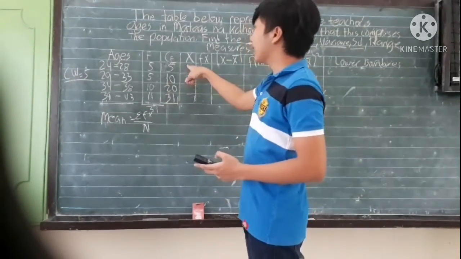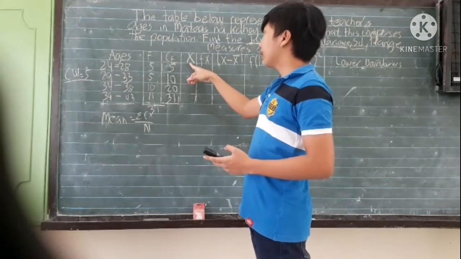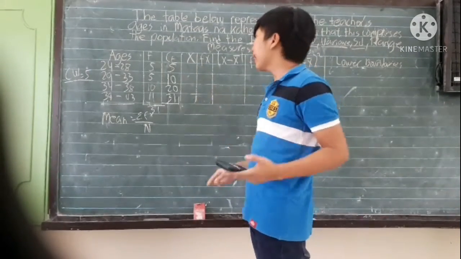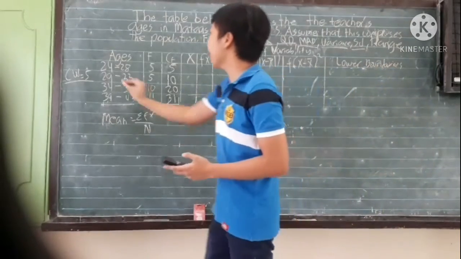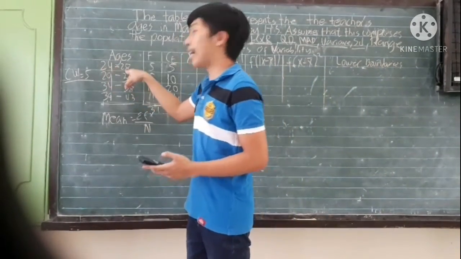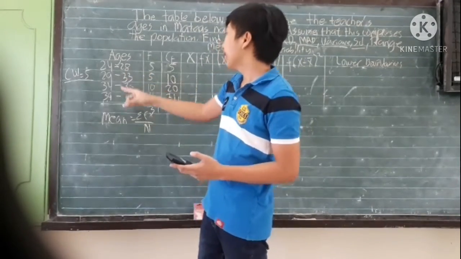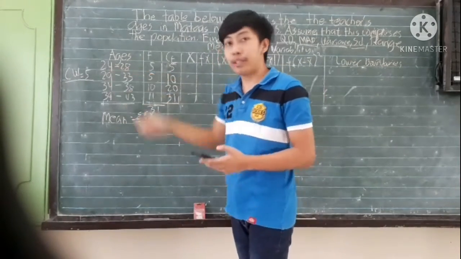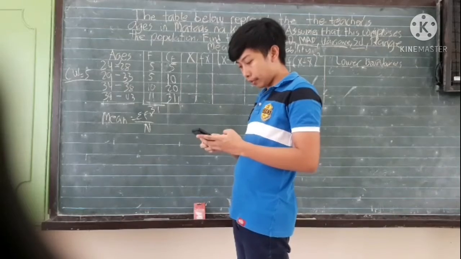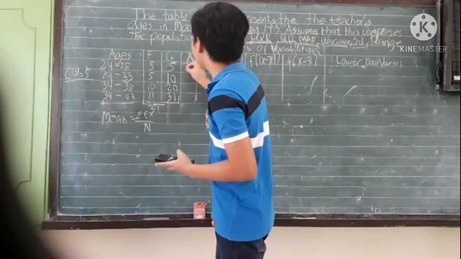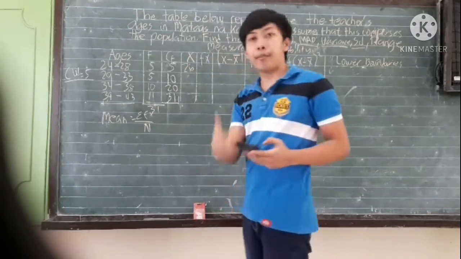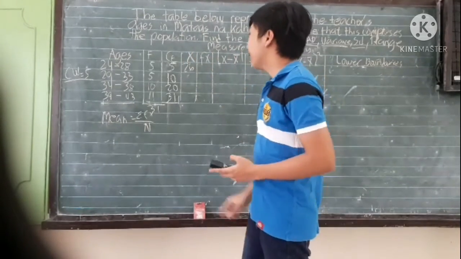Therefore, this x represents the class mark. So how can we get the class mark? It is the mean of these two values, or our class limits. So simply 28 plus 24 divided by 2. So it's 26. And let me tell you a shortcut about this.